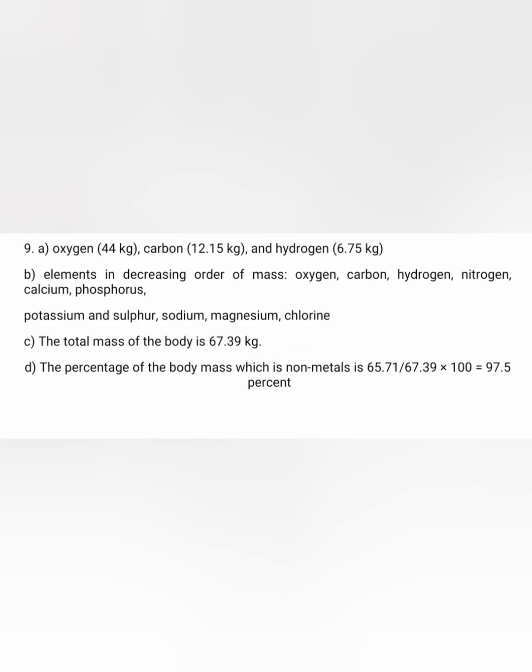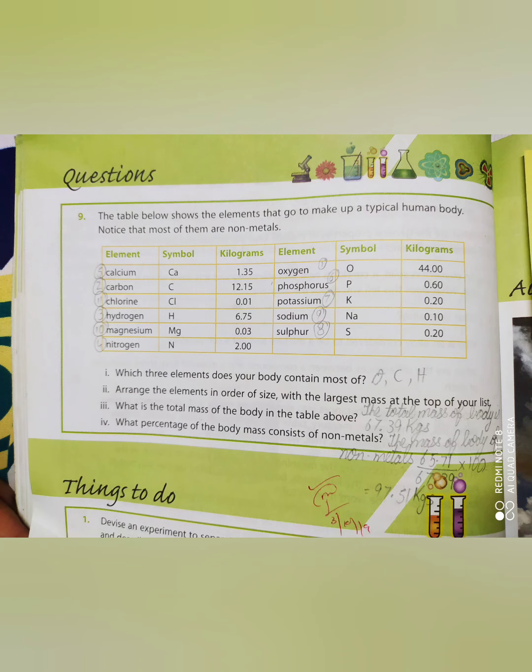There are 4 questions which we have to solve. Get your journals ready with a blue pen, blue marker, and pencil, and write your work very neatly. Question number 1 is: which 3 elements does your body contain the most of? Second is: arrange the elements in order of size with the largest mass at the top. Then we have to sum up all the elements' masses. Then we have to work out the percentage of body mass.